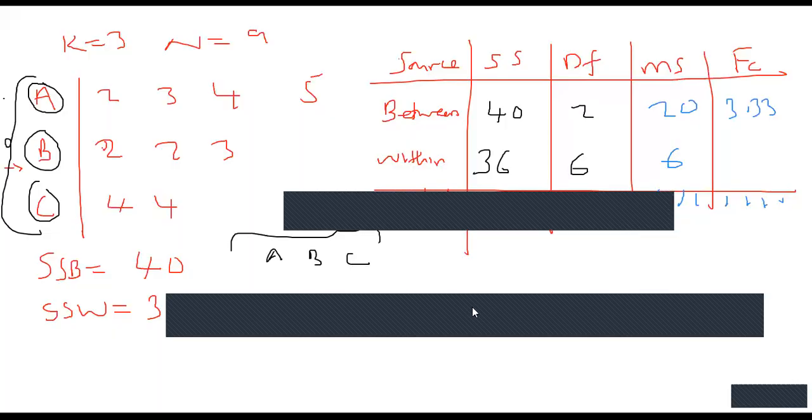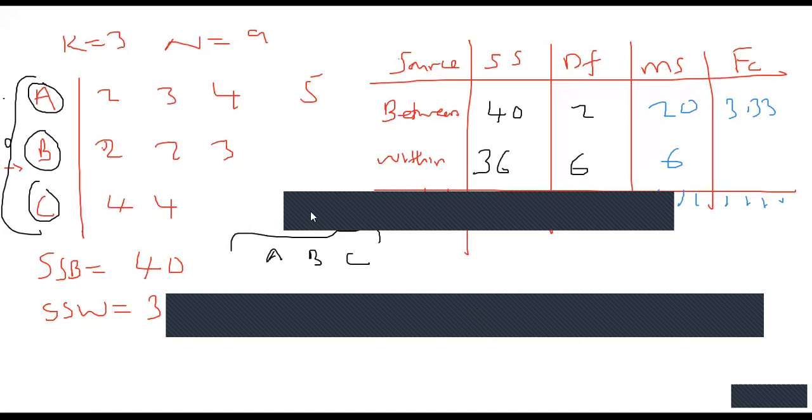3.33. How did we get it? Can somebody explain that one for me? We divided the mean of squares. So we divide the mean of squares between by the mean of squares within, which is 20 divided by 6, which is going to give us 3.33.